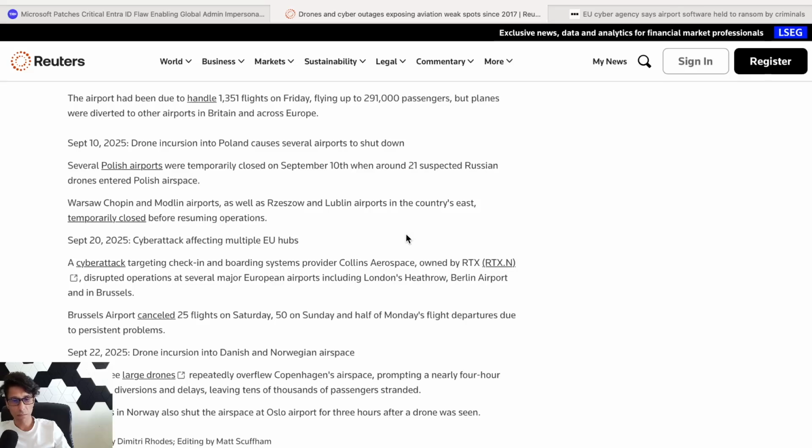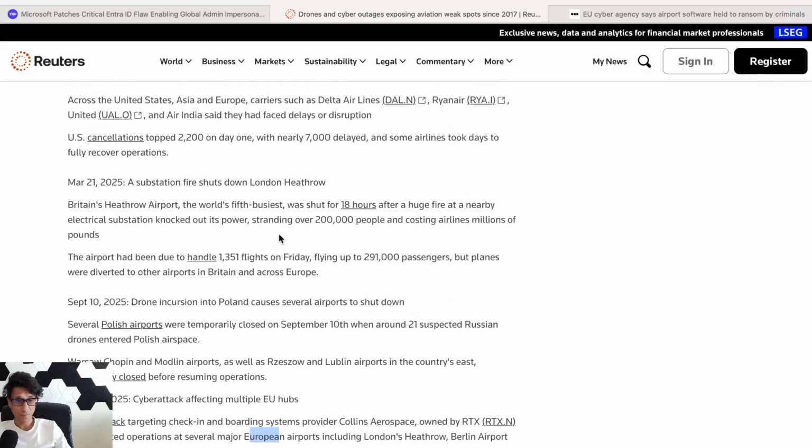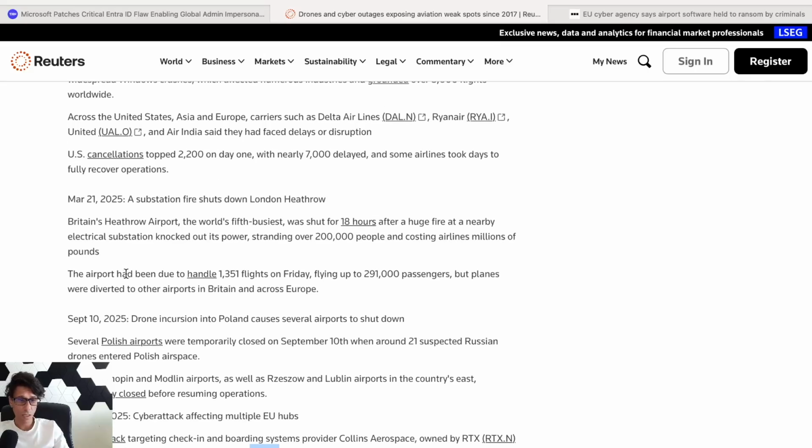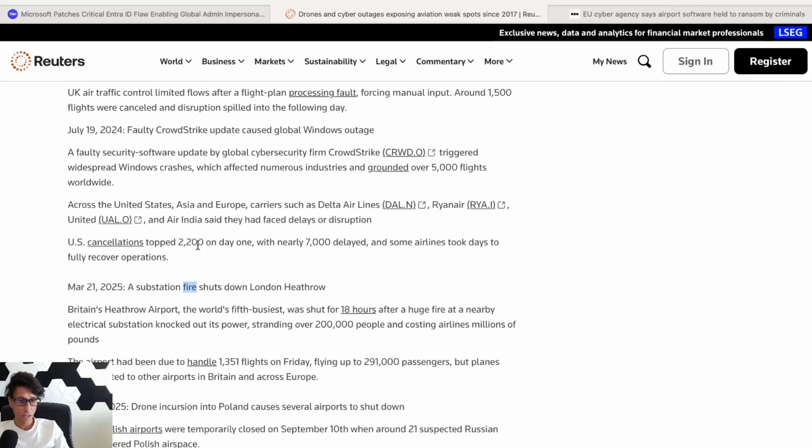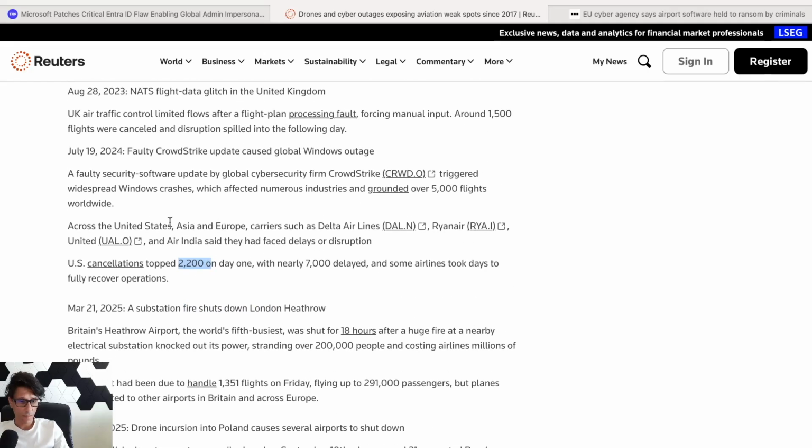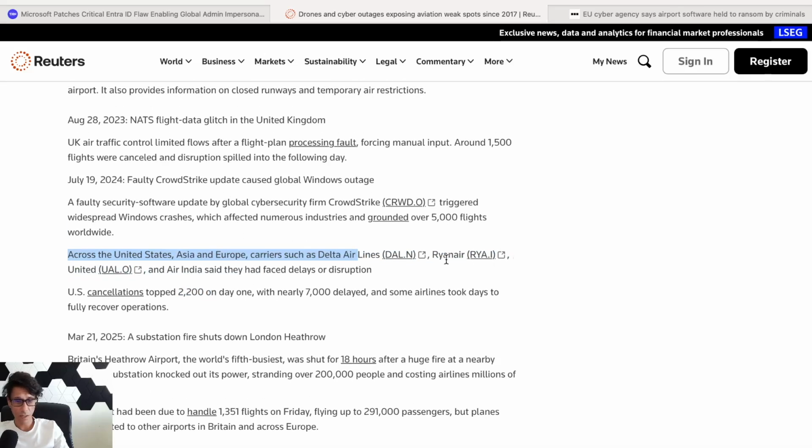It's pretty much broken and affected a number of the airports. And apparently, it got so bad that the backups were rendered obsolete, inoperant. So we are seeing here, going back onto the timeline, we have March 2025, substation fire, London Heathrow, US cancellations, United Airlines, Asia, Europe, and a lot of airline carriers, including Ryanair.